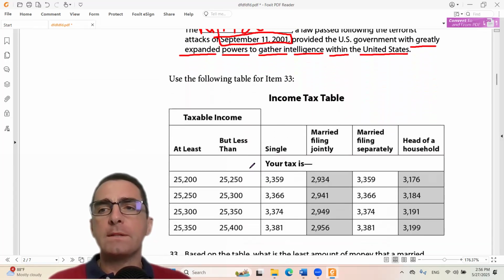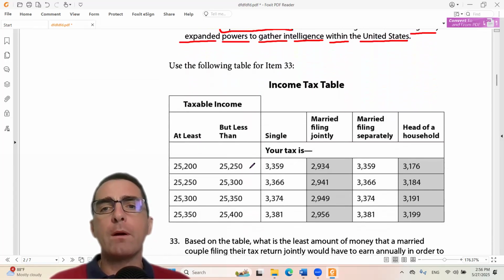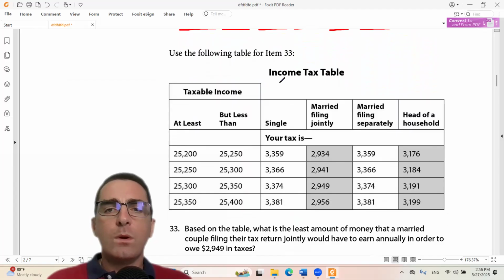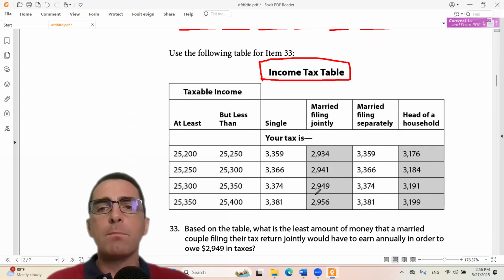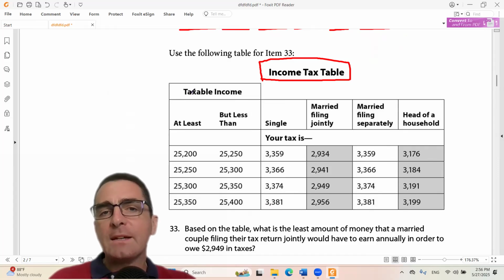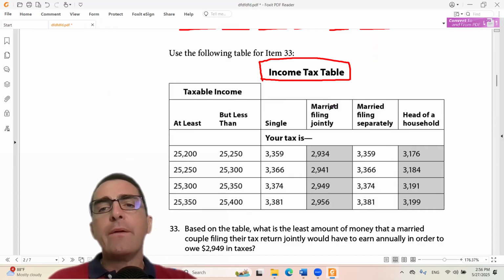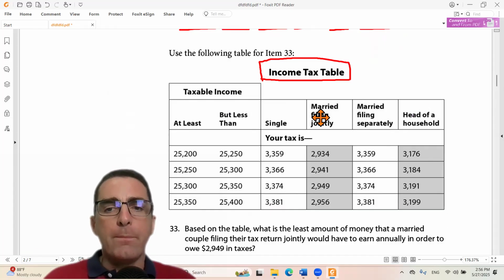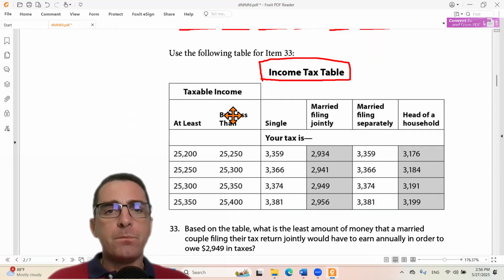Let's move on down. Let's keep going, keep pushing. Push to the burn in the GED test. What do we got? Again, table of information. Don't freak out. Approach it rationally. Income tax table. Again, don't freak out because it's income tax and there's lots of numbers. See what's going on. Taxable income, at least, but less than. Single, married filing jointly, married filing separately, head of a household. Okay, so this is just how you figure out how much tax you have to pay.